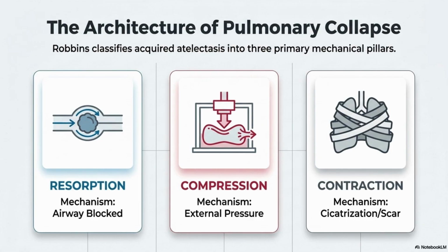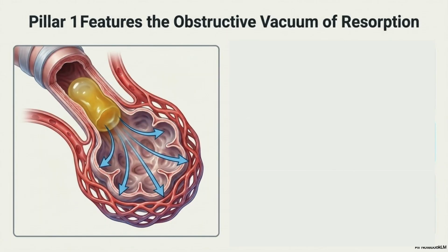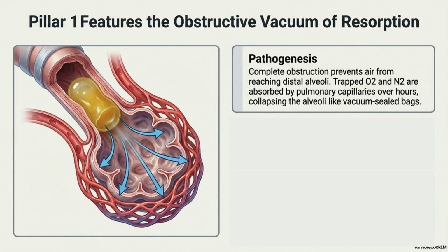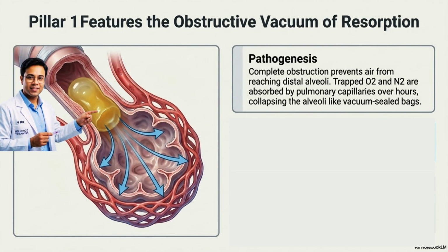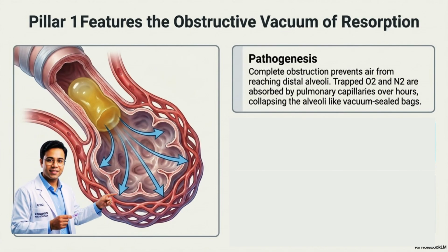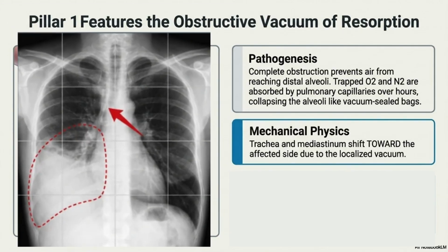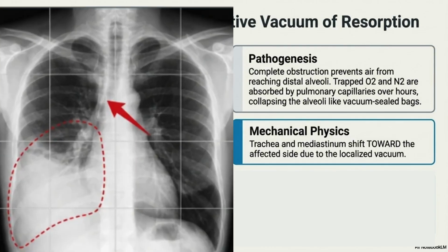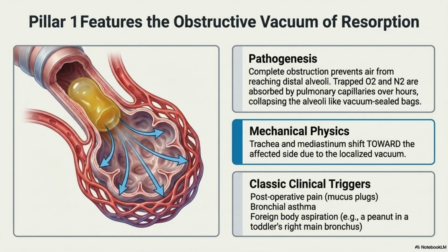Let's break these down. Pillar 1 features the obstructive vacuum of resorption. For its pathogenesis, complete obstruction prevents air from reaching distal alveoli. Trapped oxygen and nitrogen are absorbed by pulmonary capillaries over hours, collapsing the alveoli like vacuum-sealed bags. In terms of mechanical physics, the trachea and mediastinum shift toward the affected side due to localized vacuum. Classic clinical triggers include postoperative pain leading to mucus plugs, bronchial asthma, and foreign body aspiration. For example, a peanut in a toddler's right main bronchus.